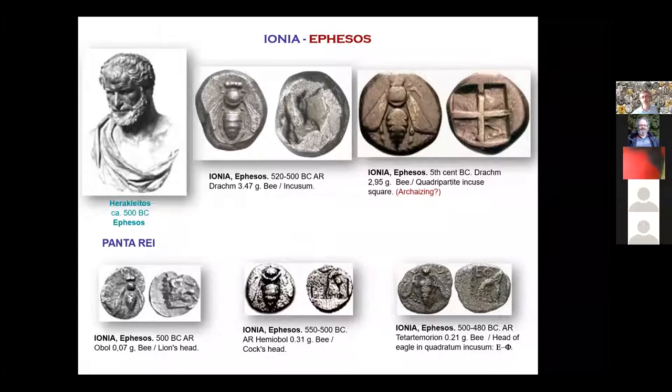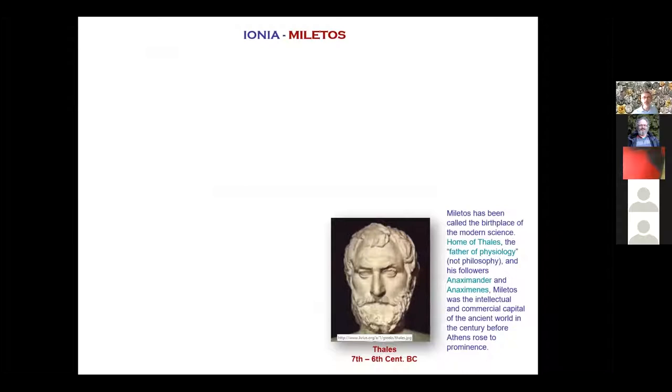And then we have Miletus, as some people pronounce it. It's the city of Thales, following the path of Heraclitus, or Heraclitus followed Thales's path. The city, thanks to him, was called the birthplace of modern science, home of Thales, the father of physiology, not philosophy, and his followers, Anaximander and Anaximenes. Miletus was the intellectual and commercial capital of the ancient world in the century before Athens rose to prominence.